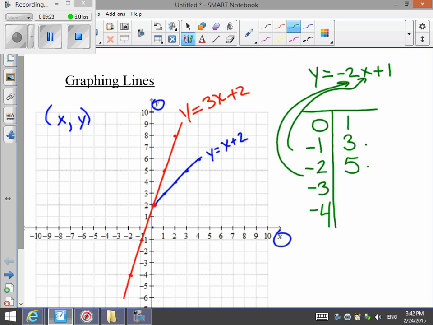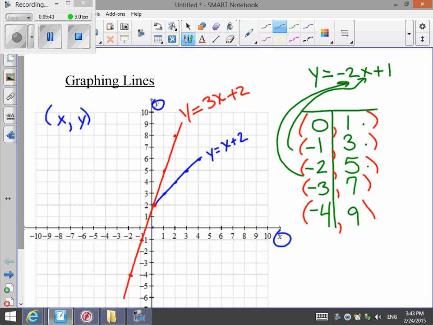Again, when you start to look at it, you start to see, hey, there's a pattern emerging. It keeps getting bigger by 2. You can go ahead and finish off the rest of the chart. Now remember, these are all ordered pairs. And you're off to the races. And we've got to graph them.